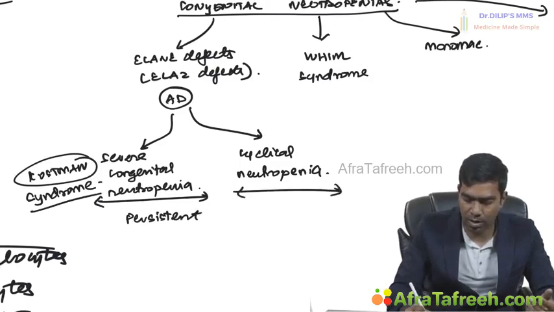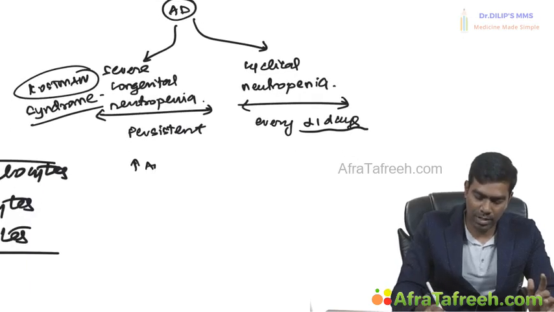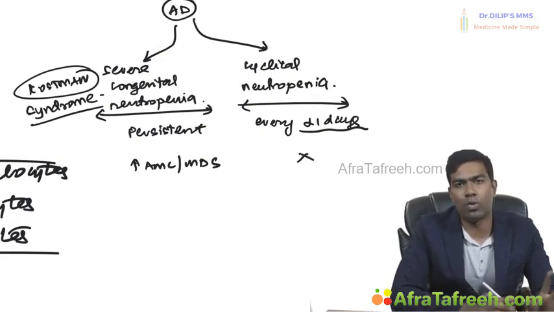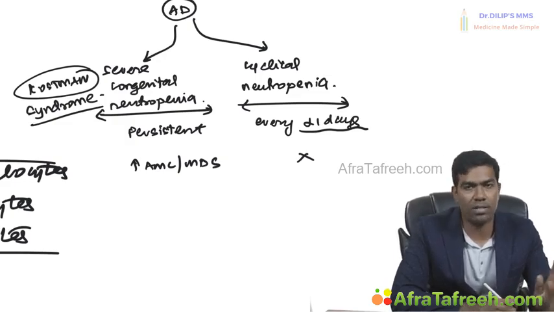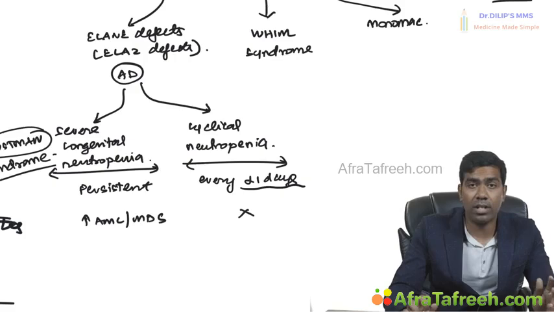Whereas in cyclical neutropenia, the neutropenia is cyclical, typically happening every 21 days and lasting 3 to 5 days. 3 to 5 days of neutropenia will be there, and again it will recover, and after 21 days you will get another attack of neutropenia lasting 3 to 5 days. So this is what you get, a cyclical neutropenia. Both are due to ELA2 defects only. Definitely Kostmann syndrome patients are at very high risk of developing leukemias, AML and myelodysplastic syndrome, whereas cyclic neutropenia patients don't have a high risk of MDS and AML.